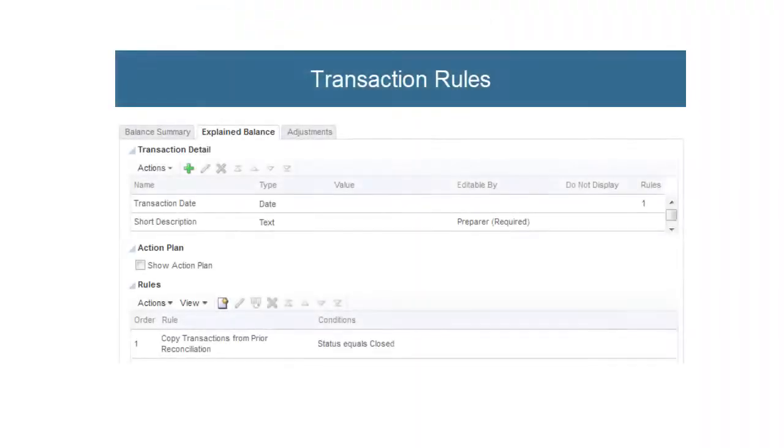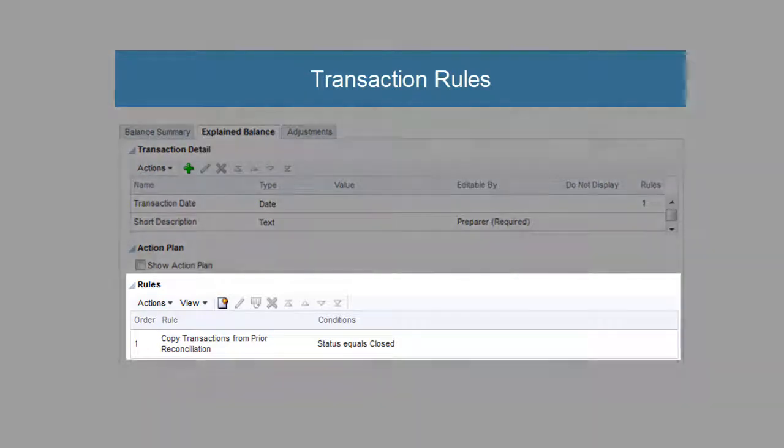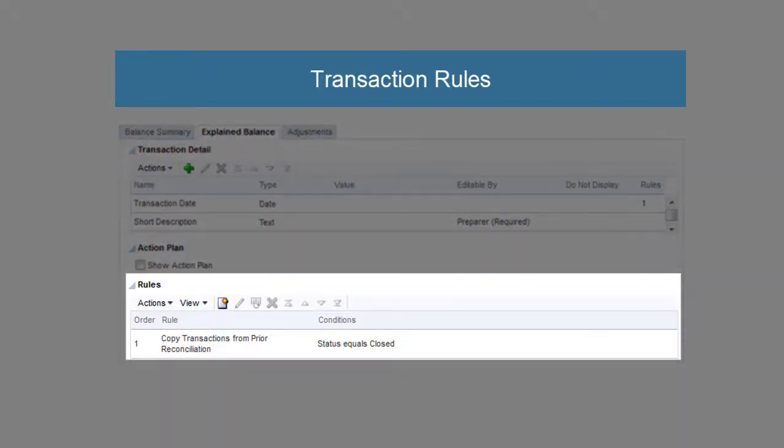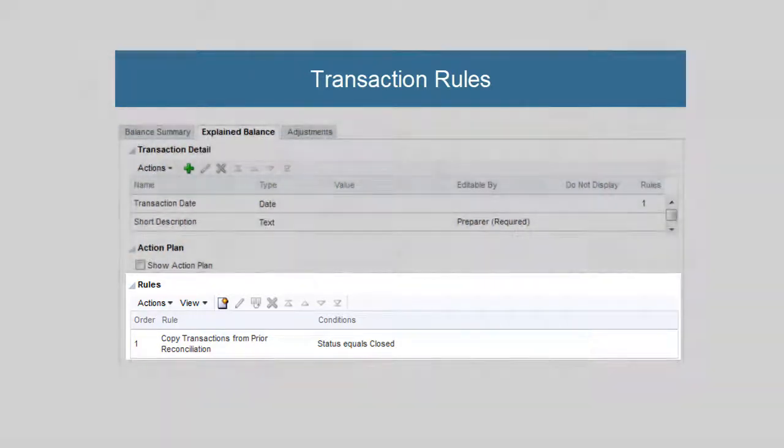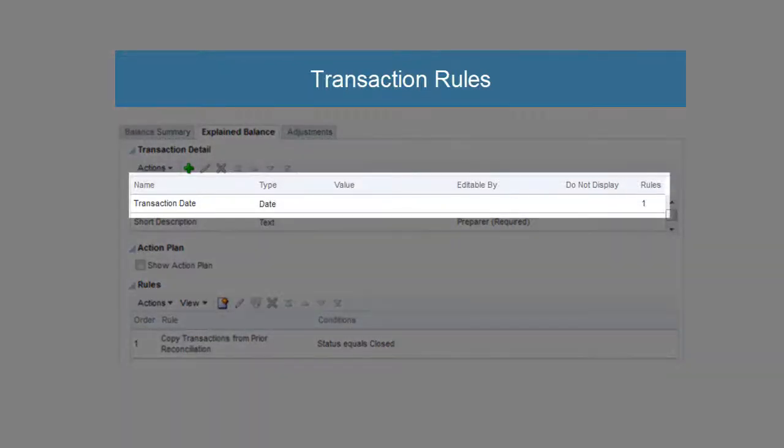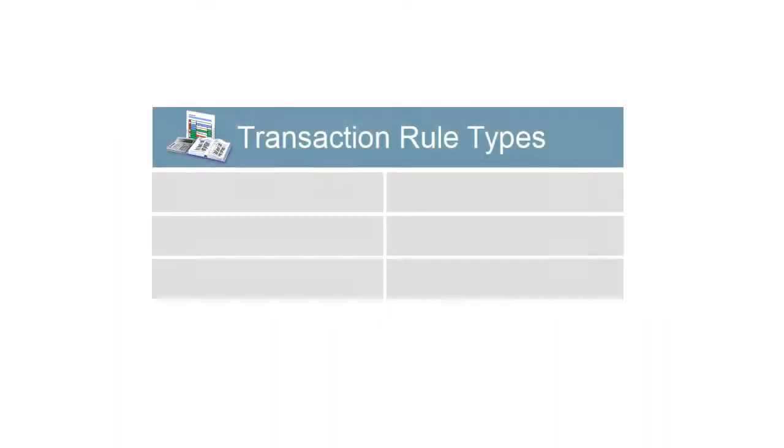Now let's talk about transaction rules. Transaction rules automate actions related to transactions, such as saving and copying. You can also use them to set access rights to attributes. You can create separate rules for each transaction tab in the reconciliation. For each rule type, you specify conditions that must be met for the rule to run.